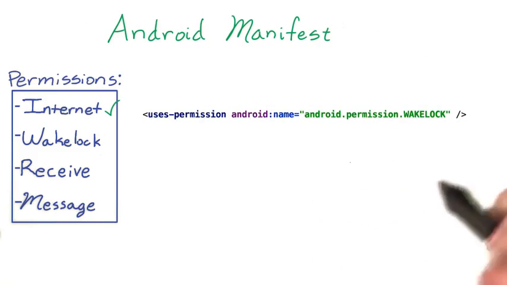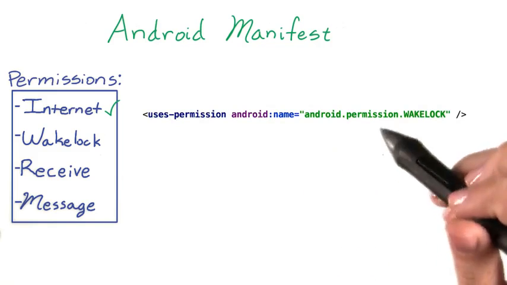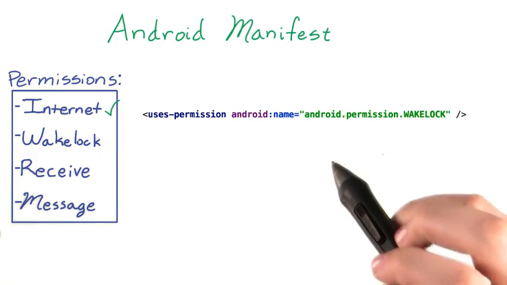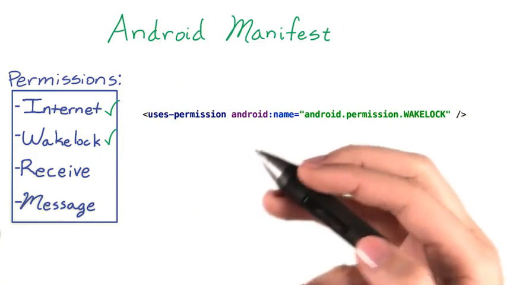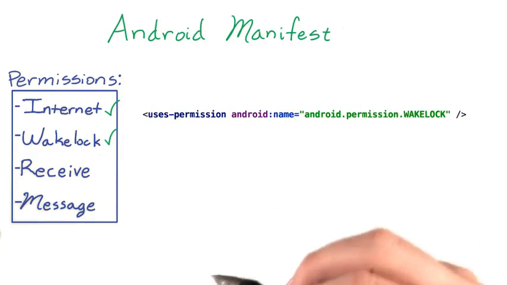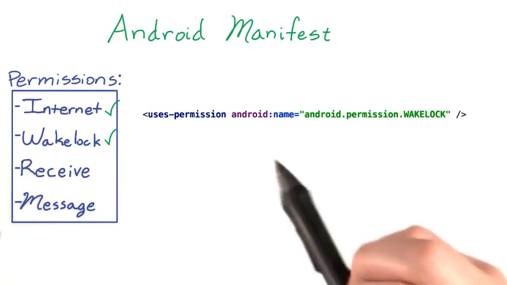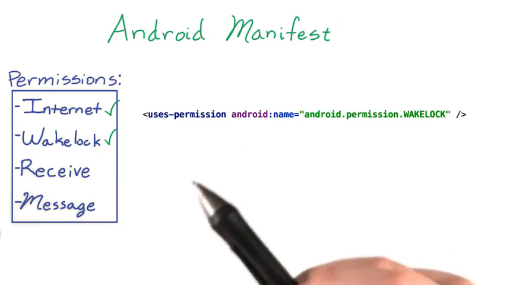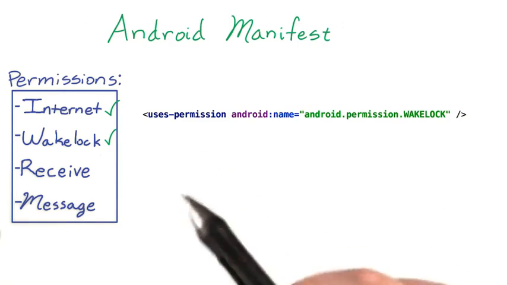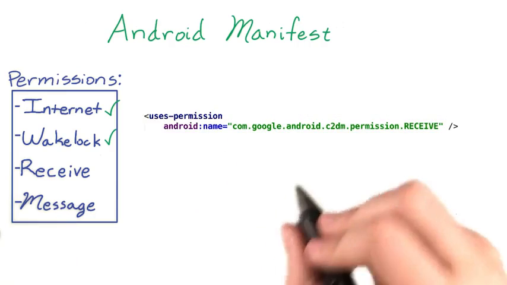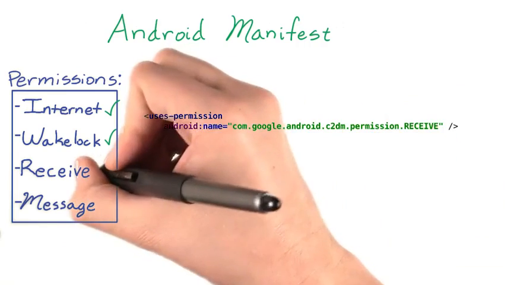The next permission is Wake Lock, which is technically optional depending on whether you want to keep the processor from sleeping when you receive a message. We are going to include it, however, because the receiver that we will use to get downstream messages is the provided GCM receiver, which extends from Wakeful Broadcast Receiver. Unless you intend to write your own receiver and to not use a Wakeful Broadcast Receiver, this permission is not optional for you.